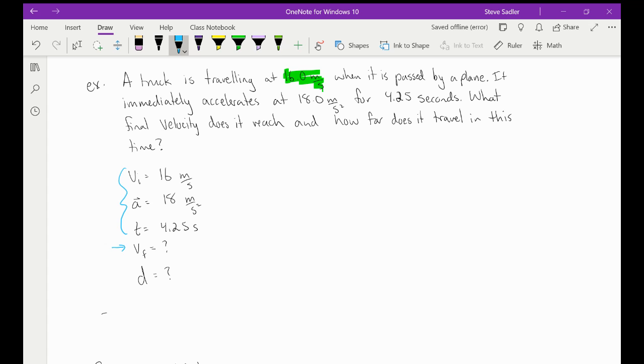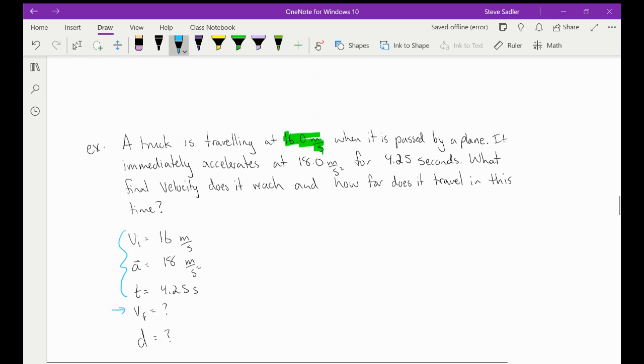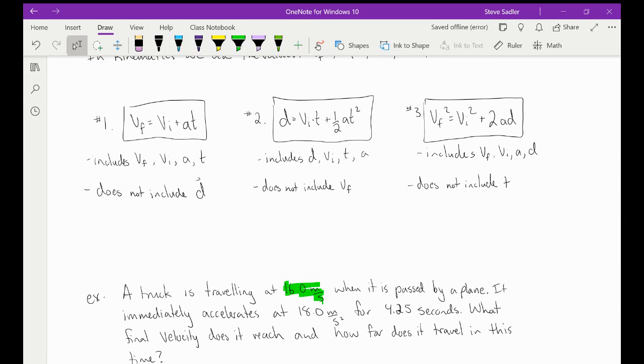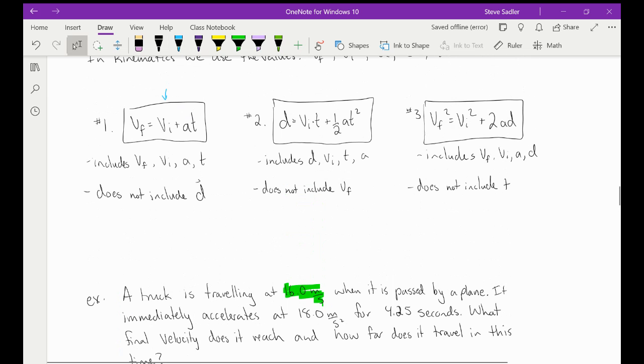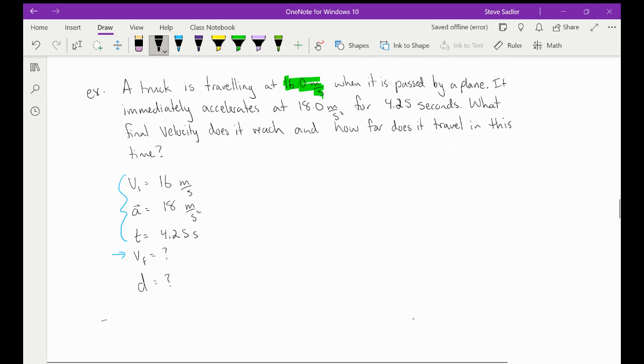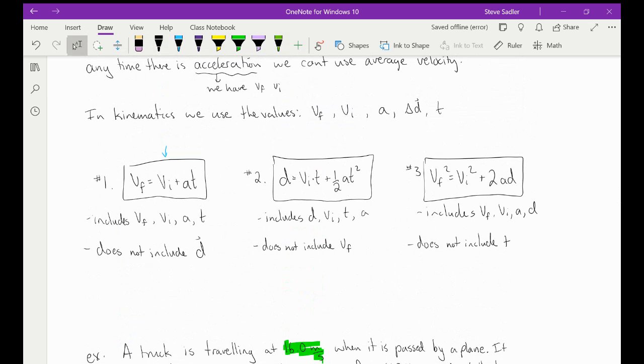So I need to find an equation that has velocity initial, acceleration, time, and velocity final. And if you look, I'm just going to scroll back up. This equation right here has VF, VI, A, and T, which we want. So VF is equal to VI plus AT. We don't know the displacement, so we can't use either of the other two, because number 3 has displacement, and number 2 has displacement as well.